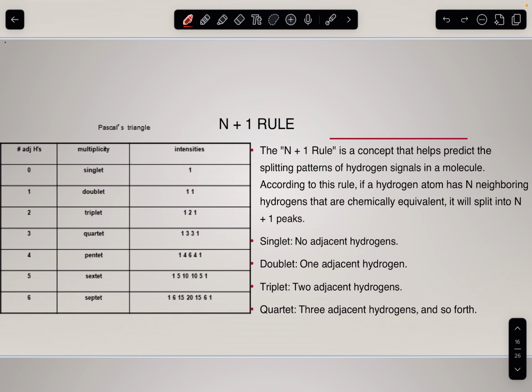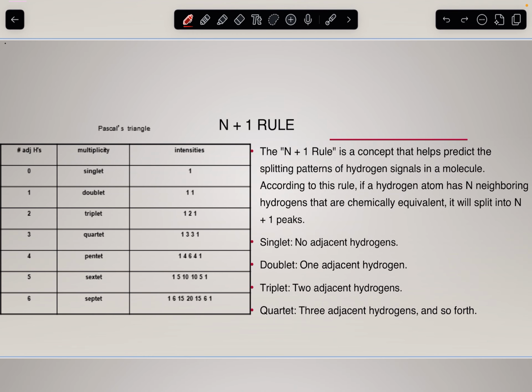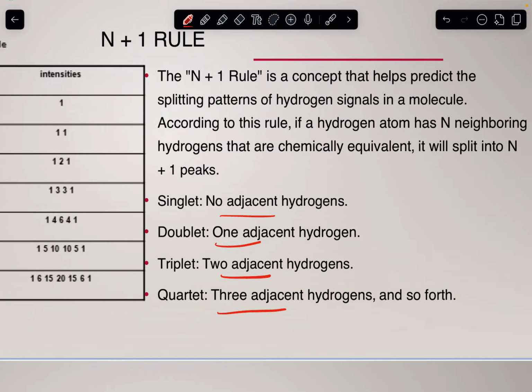So the N plus 1 rule. The N plus 1 rule tells you how many neighbors something has, neighbors being hydrogens around, hydrogens that are adjacent, okay? So if you have no adjacent hydrogen, what does that look like?